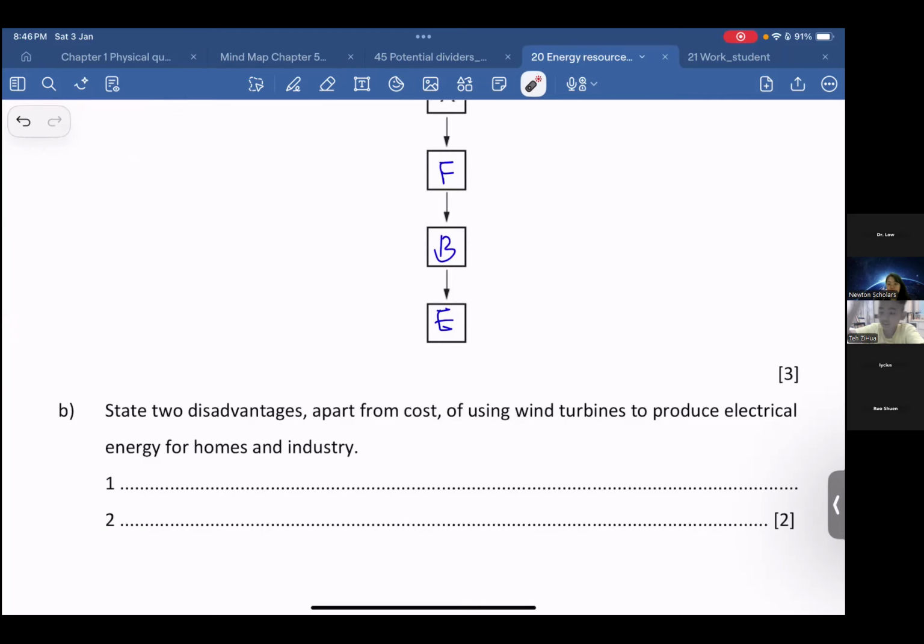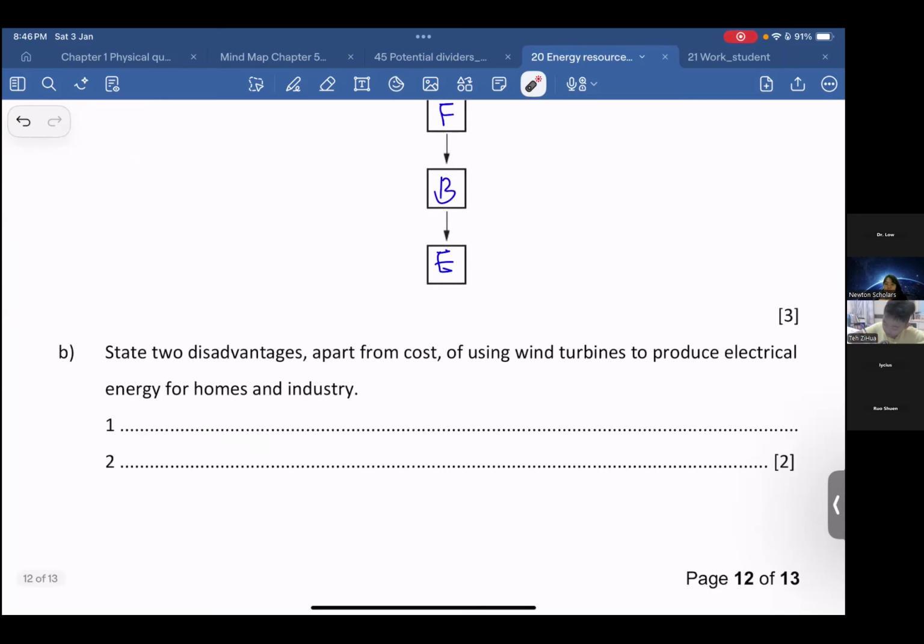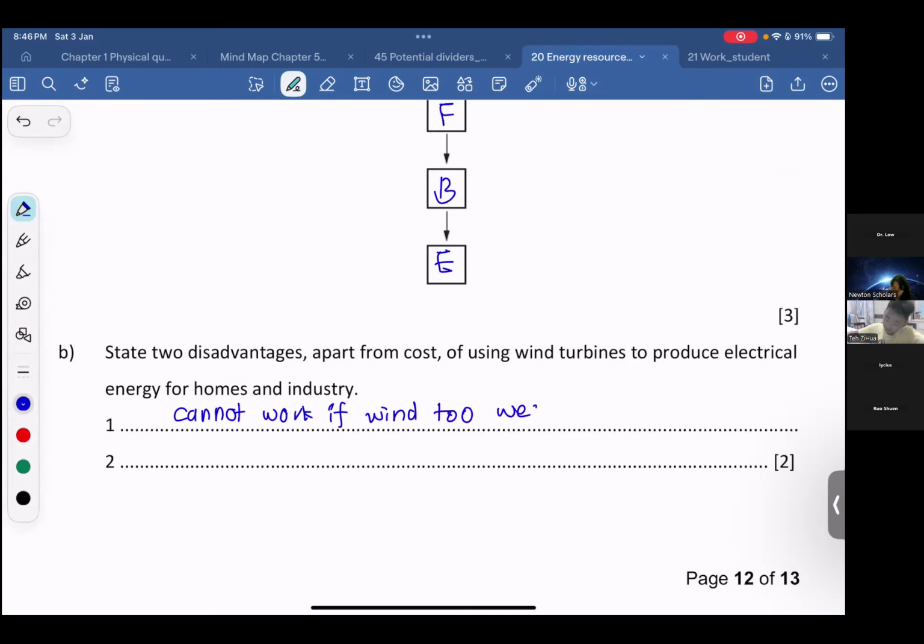Okay, here. Wind is not always available. Yes, okay. Wind is not always available. Or here we can say that sometimes it cannot work if the wind is too weak. Or you say wind is not always available, also correct. Deforestation, yes. Yes, correct. Okay, here, what else?